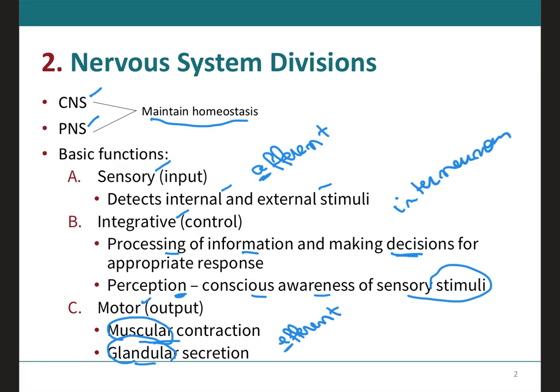Now, the stimulation of the effectors by the motor neurons will cause, for example, muscles to contract and also the glands to secrete their products. And the way that I remember that the motor neurons are also called efferent neurons with an E is because E stands for exit. So they exit the brain and the spinal cord, and they will go to the effectors, which can be, like I said, the muscles or the glands.